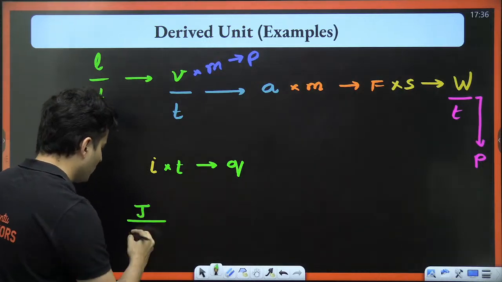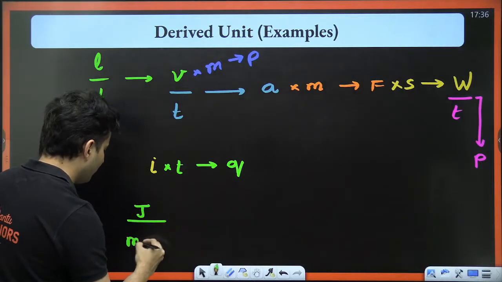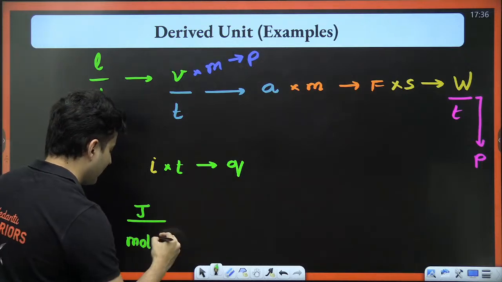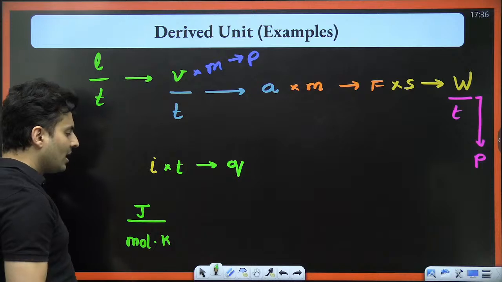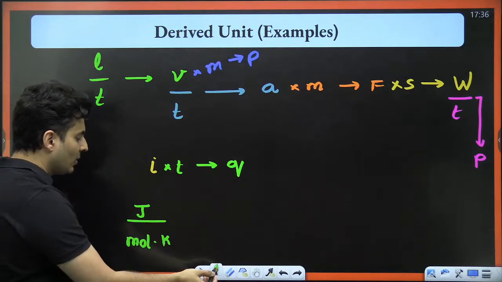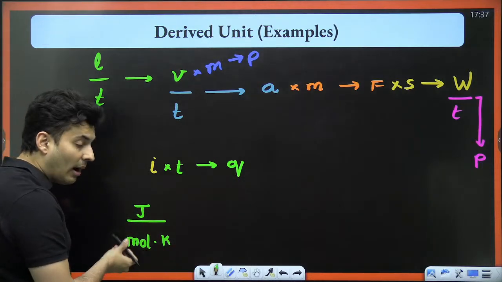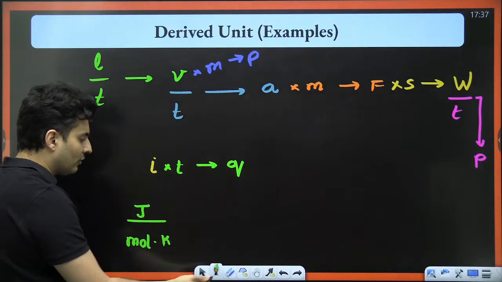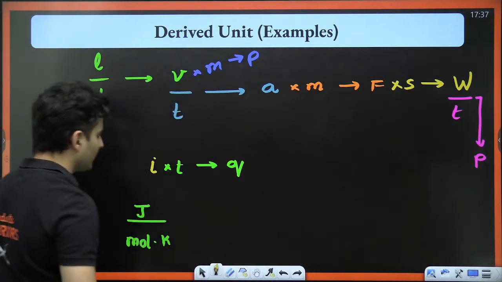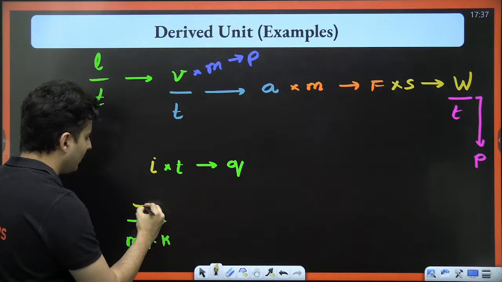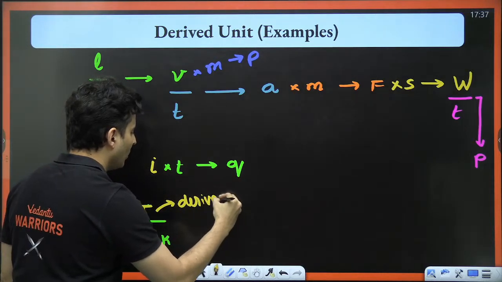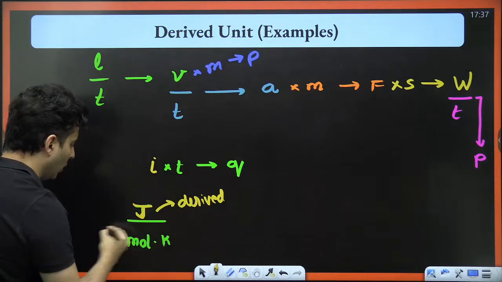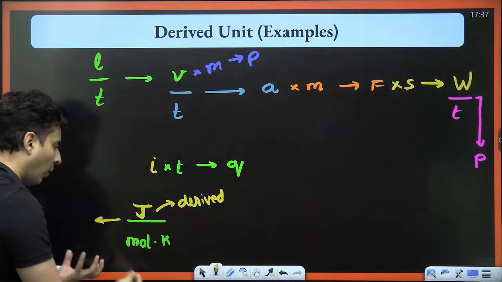Similarly, I can also have units like, for example, joules per mole per Kelvin. Out of these things, you can see mole is a fundamental amount of a substance. Kelvin is also fundamental, whereas joules is not a fundamental quantity. This is basically a derived quantity. So this quantity as a whole will also be derived.